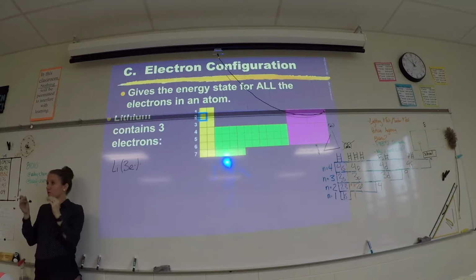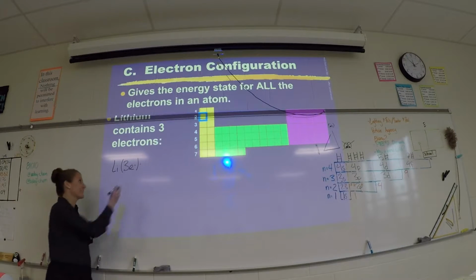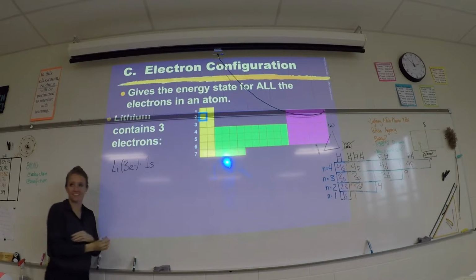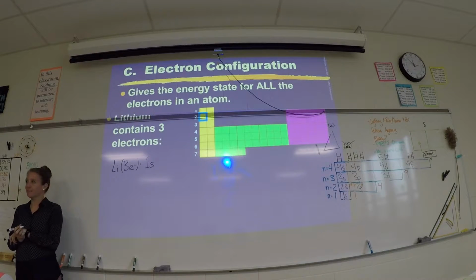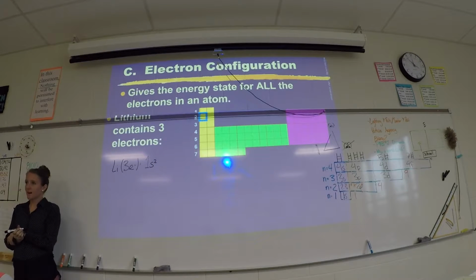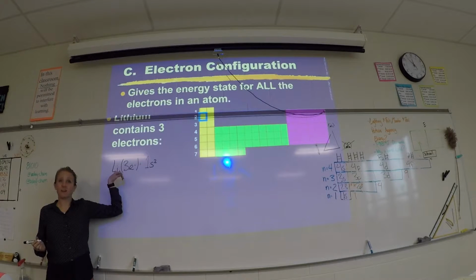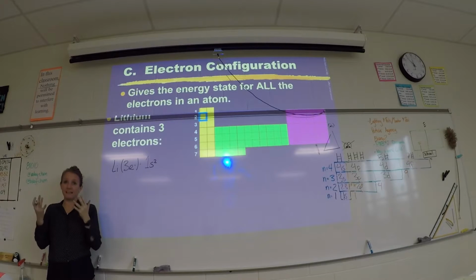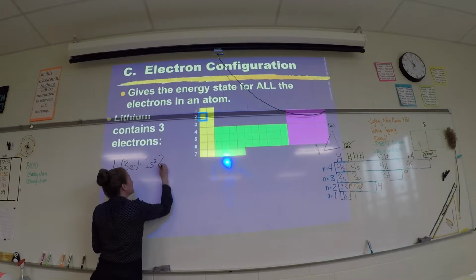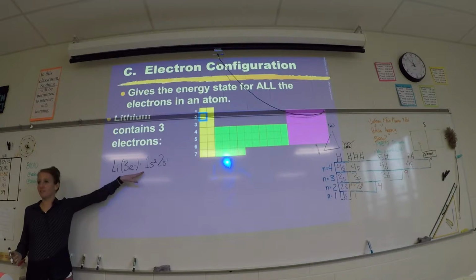So what's the first room? When electrons are going into the hotel, what's the first room we always put them in? 1s. So you write 1s. How many electrons can I put in there? 2. Good. So I've placed 2 of my 3 electrons. Now I still have 1 more electron that needs a room. What's the next room I go to? 2s1. So now I go 2s, and it's just a 1, because that's where we put it. Very good. And that's your configuration.